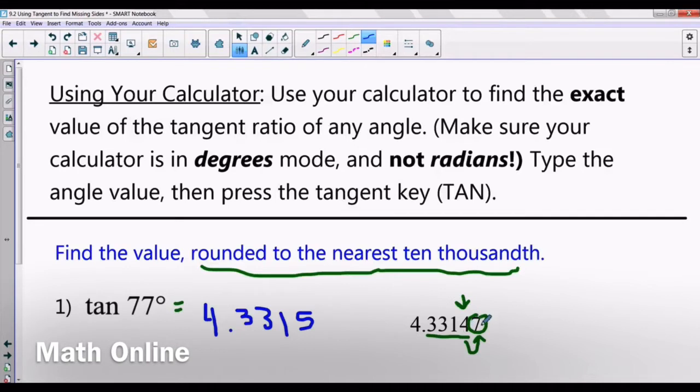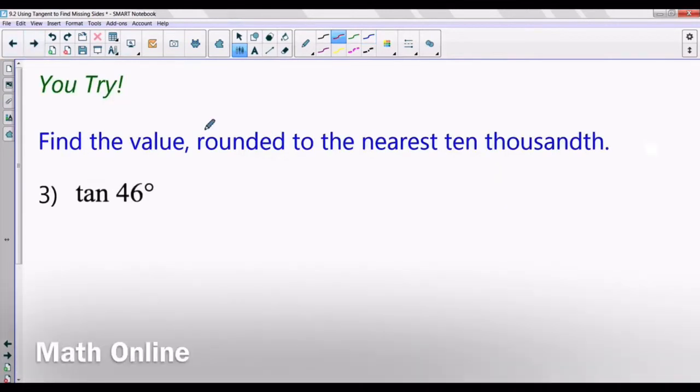If the next value is 5 or bigger, then you'd round it up to the next number. But if it's less than 5, then just leave it alone. Leave it the same. Okay, so that would be our answer in this case. All right, let's move on to the next one. Before we solve this problem, give it a try. Pause the video, try it, and then unpause it to look at the answer.